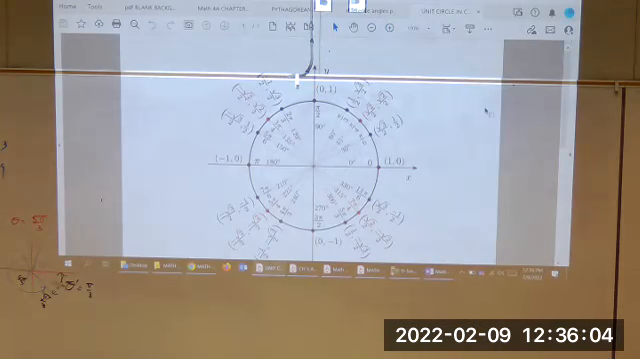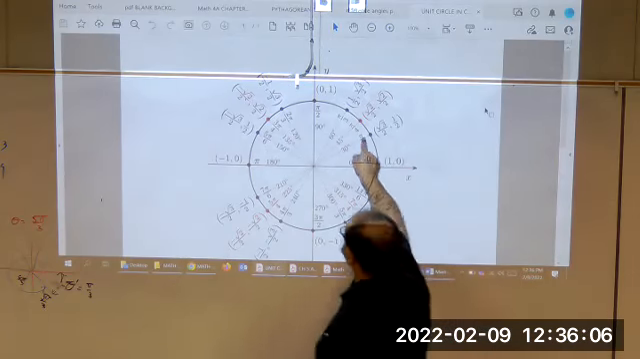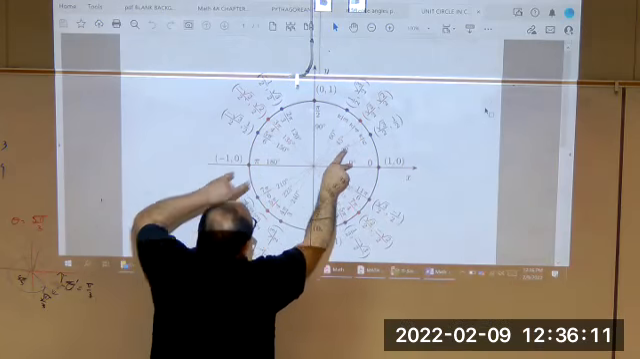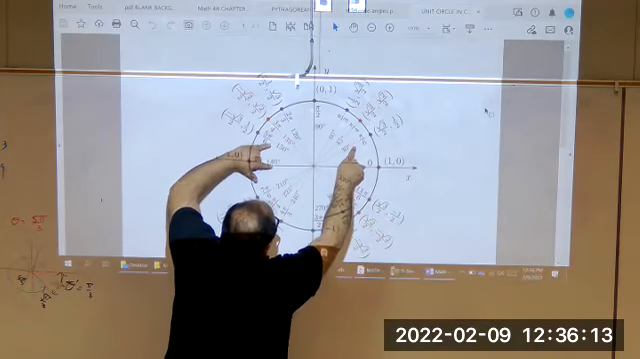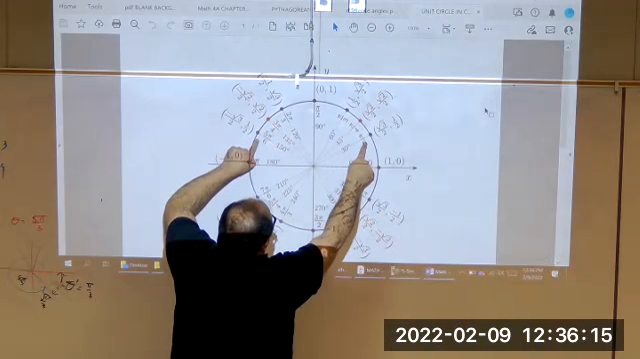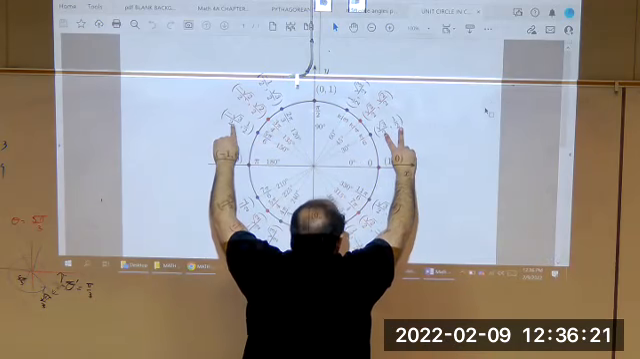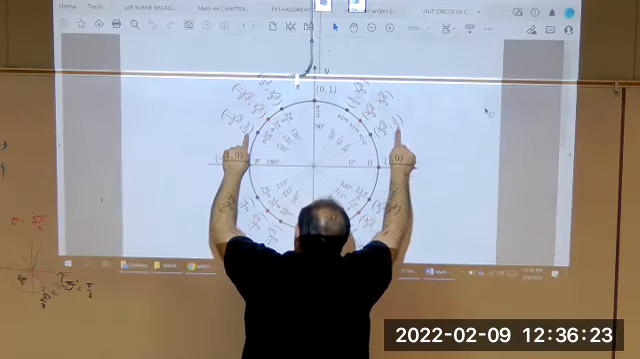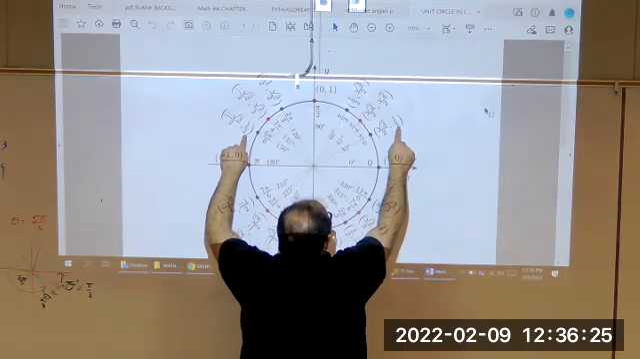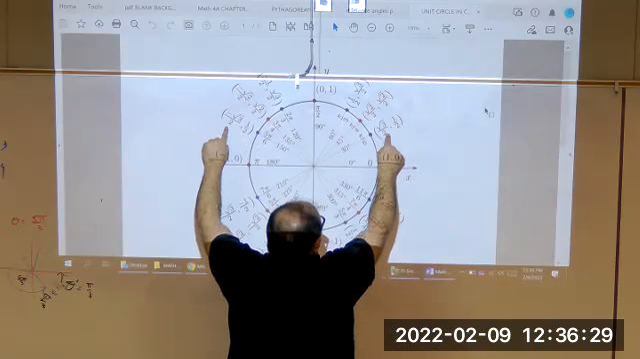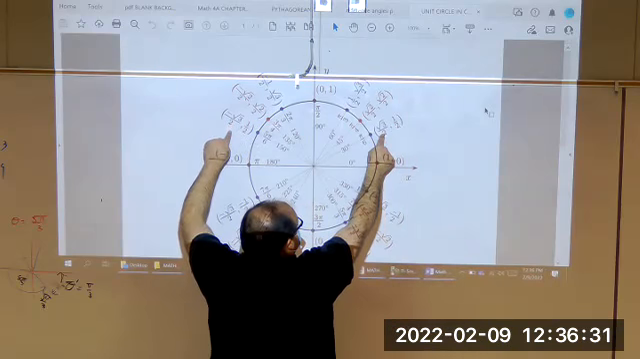As you go around the circle, you're 30 and you're 150. 30 is the reference for 150, pi over 6, 5 pi over 6, that's the same thing. Root 3 over 2 is the x, negative root 3 over 2 is the x. Y is 1/2, y is 1/2. The y's are the same, so sine has the same sign. Cosine is different because the x's are different signs.